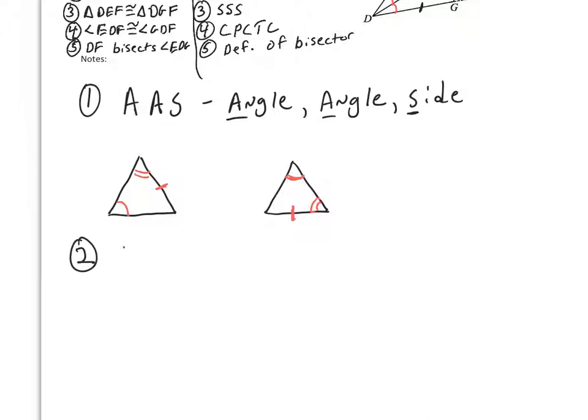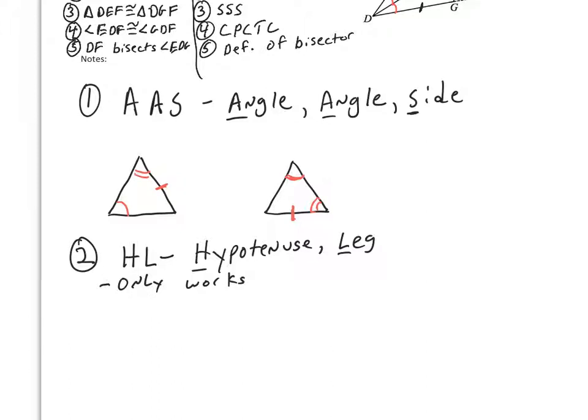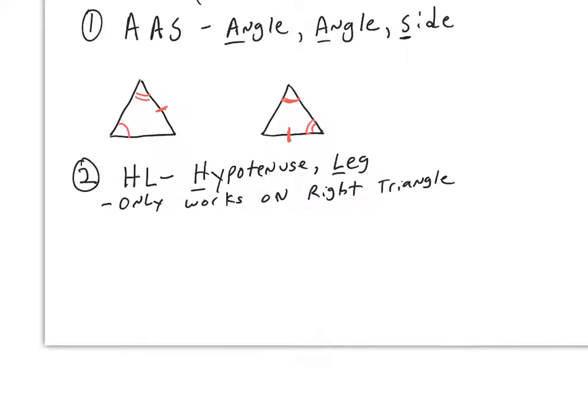Okay, and then the second criteria that we're going to study today is HL, and that stands for hypotenuse and leg. And since there's only a hypotenuse if you have a right triangle, this only works on right triangles. It only works on right triangles. Okay, so let's do two pictures of that, or two different triangles.